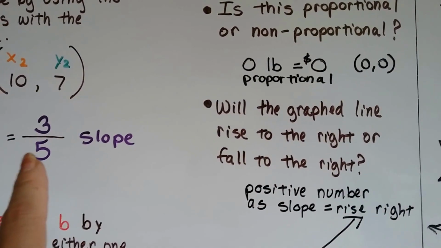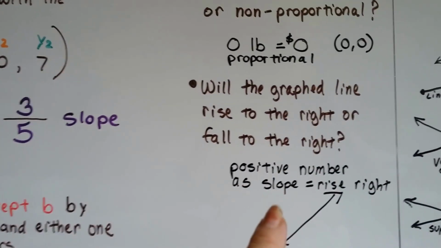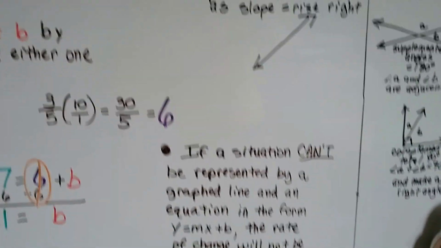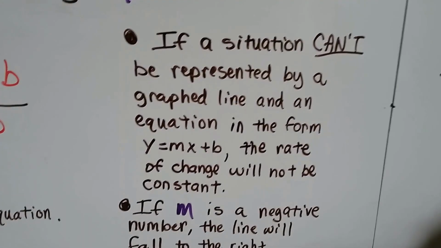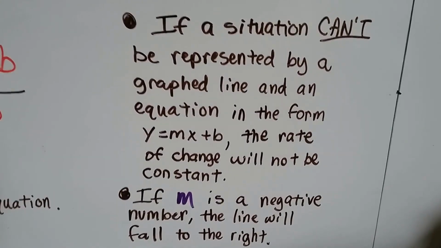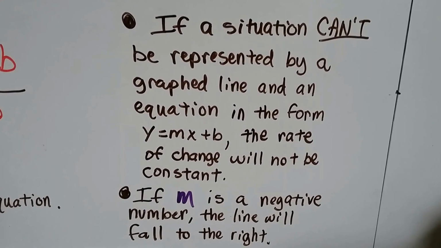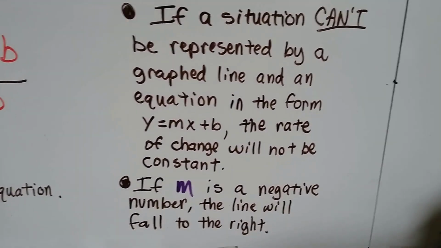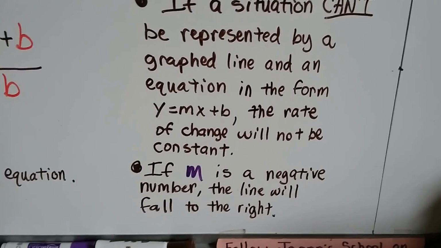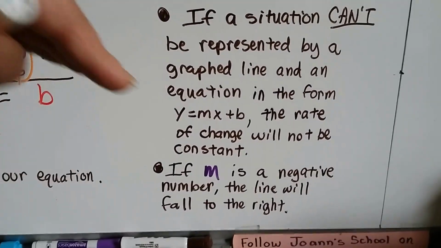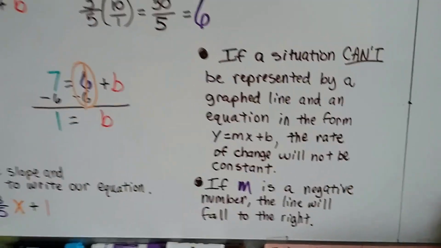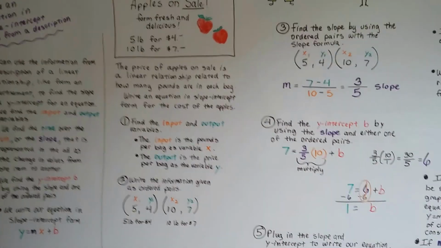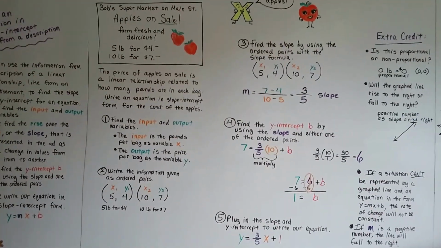And will the graphed line rise to the right or fall to the right? Well, because the slope is a positive 3/5, it's a positive number. So the slope is going to rise to the right. It's a positive slope. Now remember, if a situation can't be represented by a graphed line and an equation in the form of y equals mx plus b, that slope-intercept form, the rate of change will not be constant. And remember, if m is a negative number, the line will fall to the right. It'll fall down like this because it's a negative slope. Okay? So that is how we can write an equation in slope-intercept form from a description.